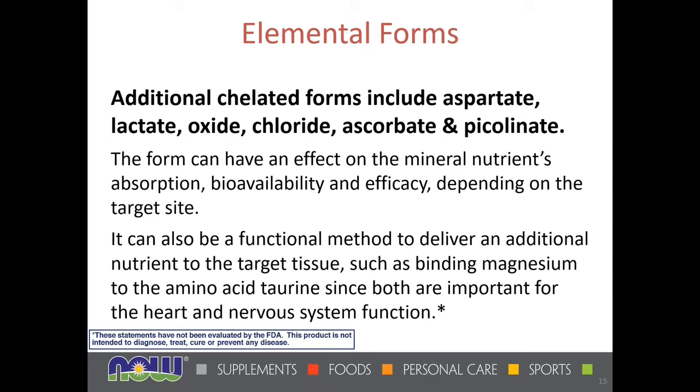But aspartates, lactates, ascorbates, picolinates, taurinates, the other forms I showed you earlier, the citrates and malates, for example, and glycinates, most of these are manufactured. They're semi-synthetic in a sense, but they mimic what would happen during digestion. But the oxides and chlorides tend to be from nature and have different properties.